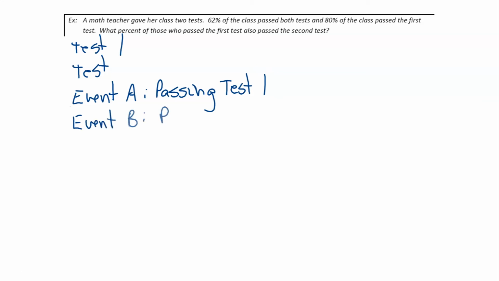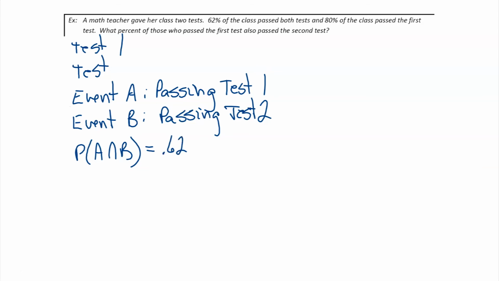So we're dealing with 2 tests. We've got test 1 and test 2. Event A, we'll say, is passing test 1. And event B is passing test 2. However, the information we were given was that 62% of the class passed both tests. So that means the probability of A and B, or A intersection B, is equal to 0.62. And the other piece of information we're given is that 80% of the class passed the first test. So the probability of A is 0.8.